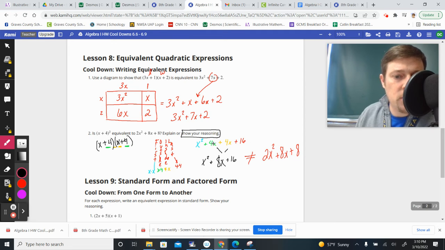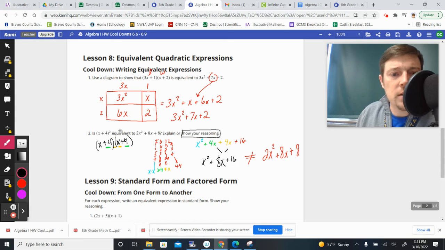X times 4 gave us 4x. 4 times x gave us 4x. And 4 times 4 gives us 16. And then, like we did before, when we combine our like terms of 4x and 4x, we get 8x. And we end up with this expression of x squared plus 8x plus 16.